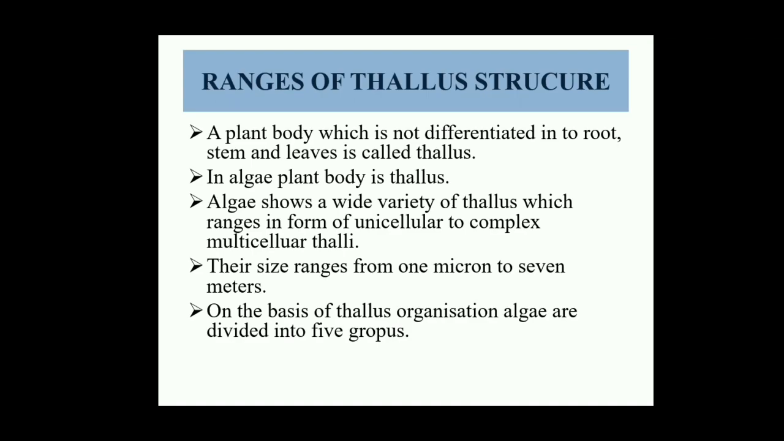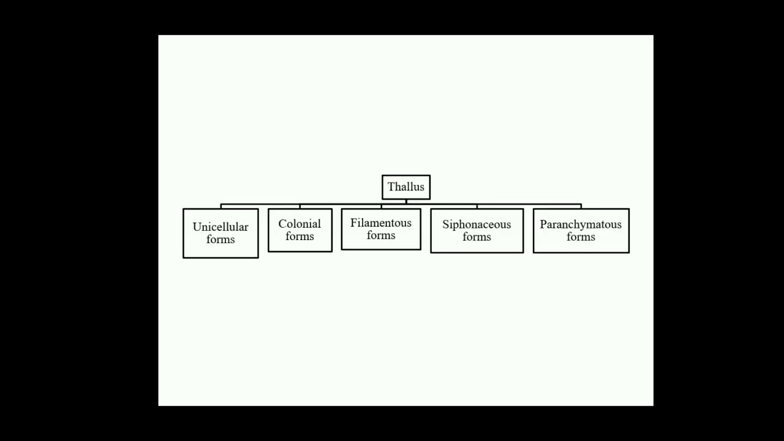Algae show a wide variety of thallus. This thallus ranges from unicellular to complex multicellular thalli. Thalli is the plural of thallus. On the basis of thallus organization, algae are divided into five groups: unicellular form, colonial form, filamentous form, siphonaceous form, parenchymatous form.